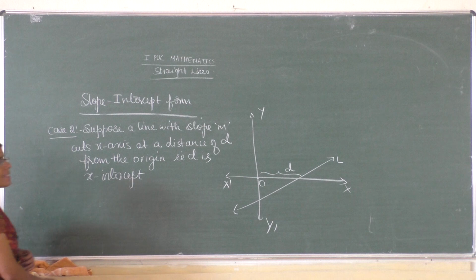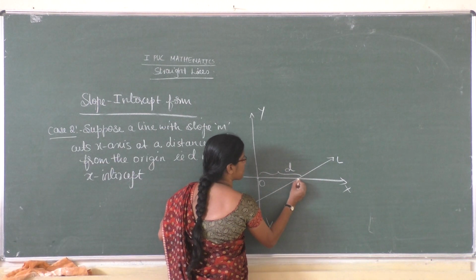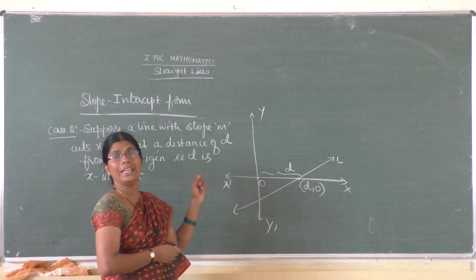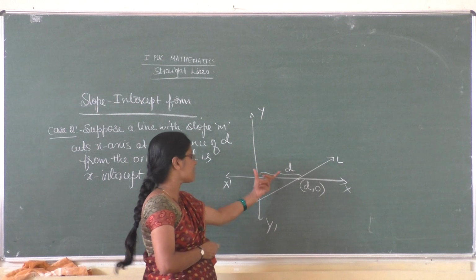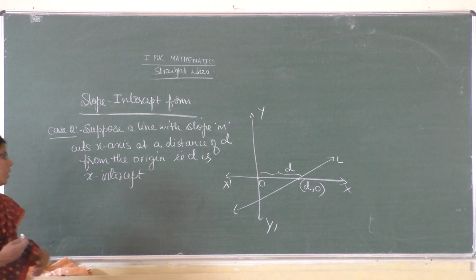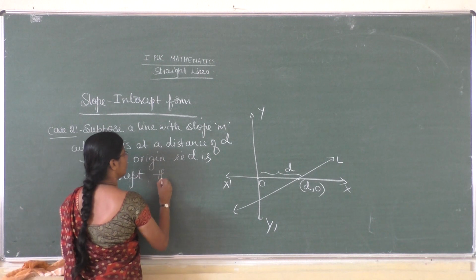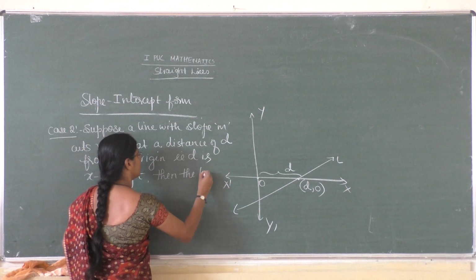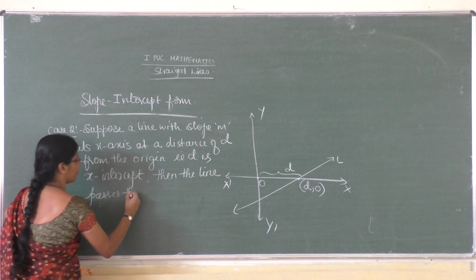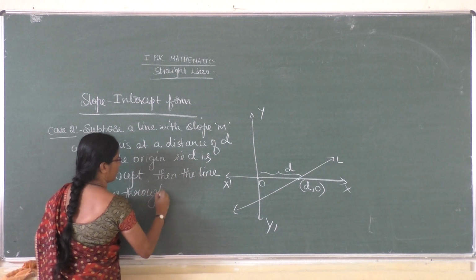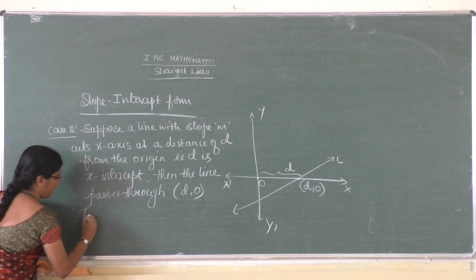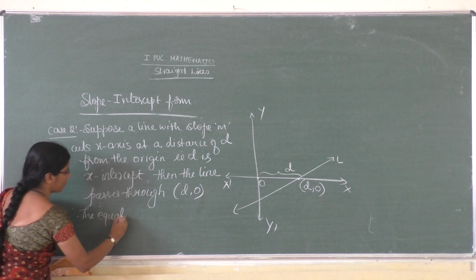Then the line passes through, suppose you have this particular point, then the line passes through d comma 0, because the point lies on the x-axis and this distance is d. So the coordinates of the point are d comma 0. Then the line passes through d comma 0, okay.